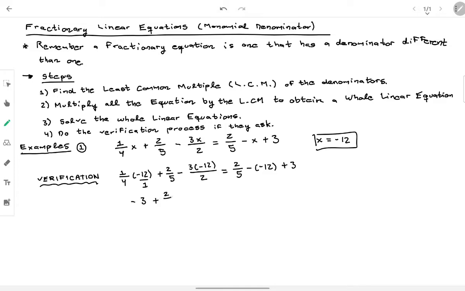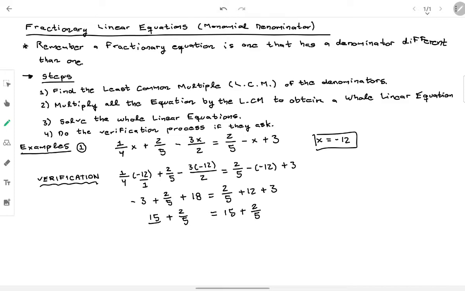Plus 2 over 5. Then the other one is going to be 3 that multiplies minus 12, minus 36 divided by 2. It's 18. Minus multiplied by minus is plus, so it's going to be 18. In the other one, it's going to be 2 over 5 plus 12 plus 3. So we will get 15 plus 2 over 5 equals 15 plus 2 over 5.